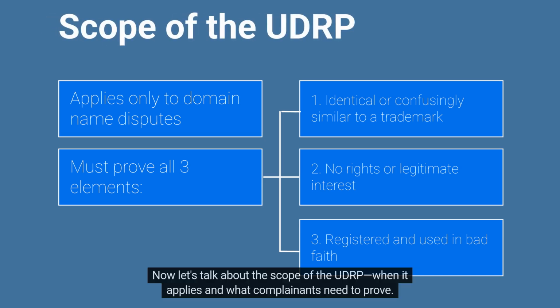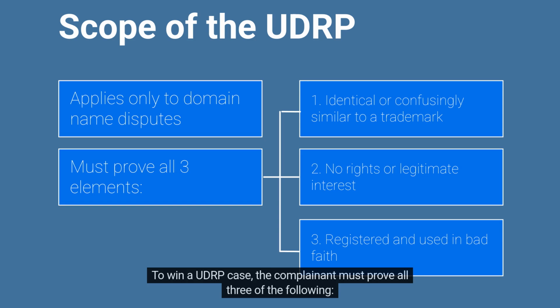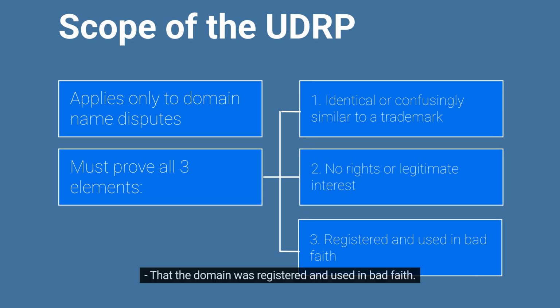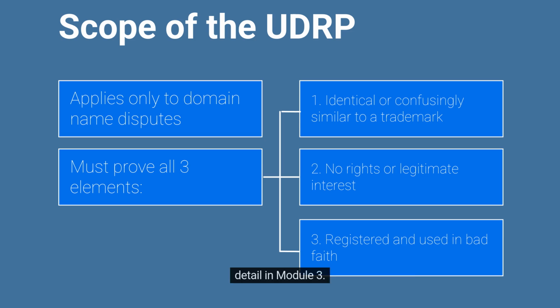Now let's talk about the scope of the UDRP, when it applies and what complainants need to prove. UDRP applies only to disputes involving domain names, and specifically, trademark-related disputes. To win a UDRP case, the complainant must prove all three of the following: that the domain name is identical or confusingly similar to a trademark they own, that the domain name holder has no rights or legitimate interests in the domain, and that the domain was registered and used in bad faith. These three elements come directly from paragraph 4 of the UDRP rules, which we'll explore in greater detail in Module 3.